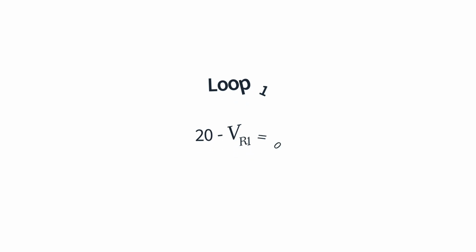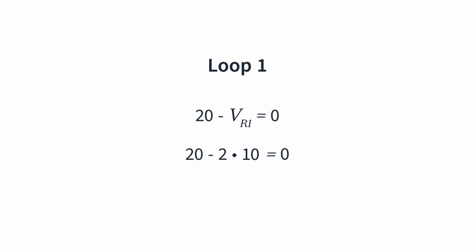The last step, or the 5th step, is to verify the calculated values against Ohm's law and circuit principles to ensure consistency. Let's put the values in loop 1 to make sure that everything cancels out. 20 minus VR1 equals 0, which then becomes 20 minus 2 times 10 equals 0, so the math works with loop 1. With loop 2, it's a touch more complicated.